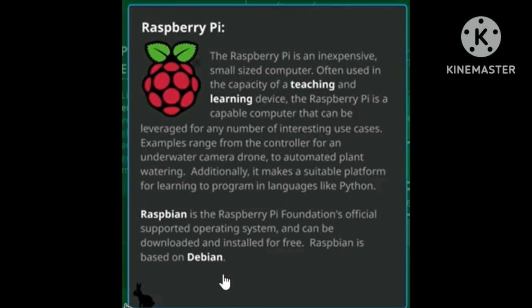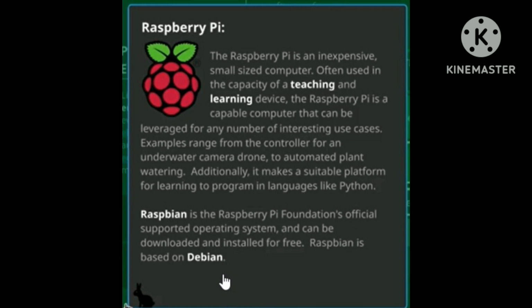Another popular embedded system is the Raspberry Pi. The Raspberry Pi is an inexpensive small-sized computer, and really it's about the size of a deck of cards. It's often used in the capacity of teaching and learning. And it is a capable little computer that can be leveraged for any number of interesting use cases. Examples range from the controller for an underwater camera drone to an automated plant waterer. Additionally, it makes a suitable platform for learning to program in languages like Python.